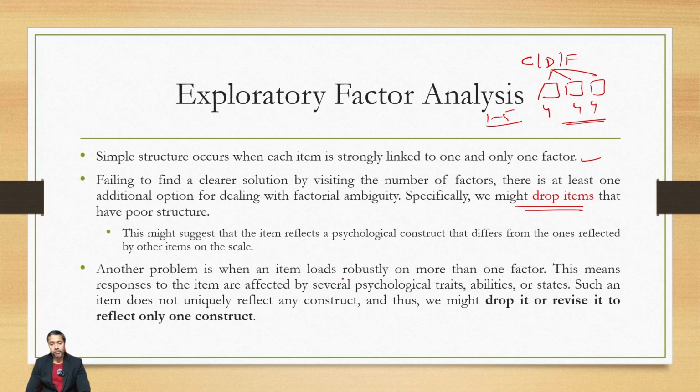Another problem is when an item loads robustly on more than one factor. Suppose it loads 0.6 on both factor 1 and factor 2. This means the item is affected by both dimensions, and because of that it's not good for us. Such an item does not uniquely reflect any construct, and thus we might drop it or revise it to reflect only one construct. The whole goal is that items should uniquely reflect the underlying dimensions of the construct. There should be no cross loadings. That is the thing.